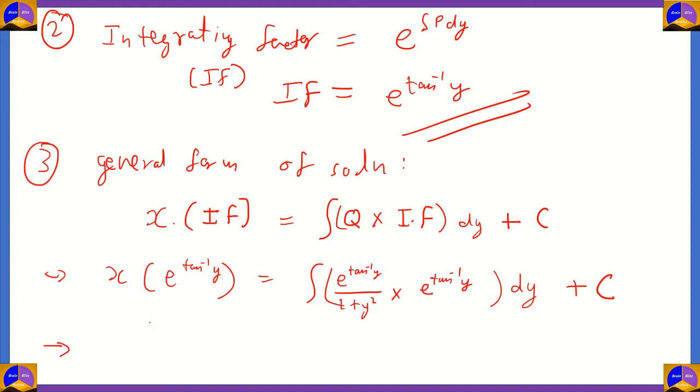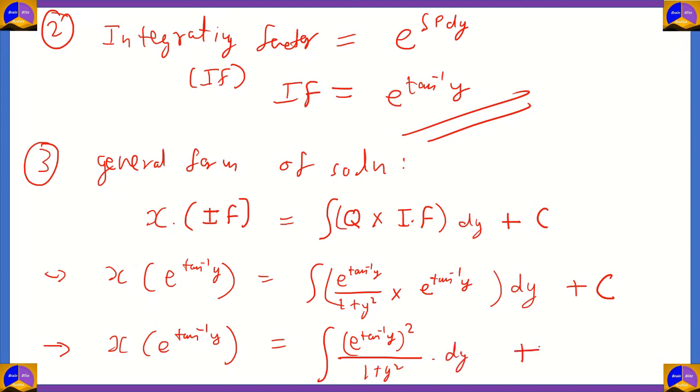In order to proceed further, we will combine the right hand side and make modifications on it. So x times e raised to tan inverse y will be equal to the integral of e raised to tan inverse y the whole squared, divided by 1 plus y squared, times dy, plus c.